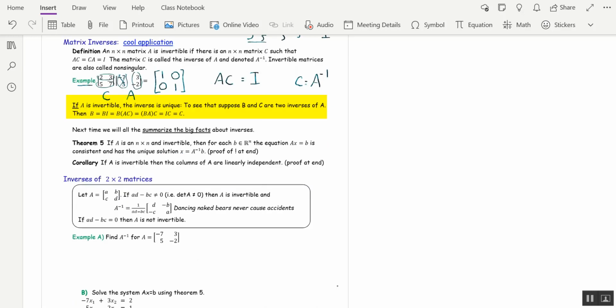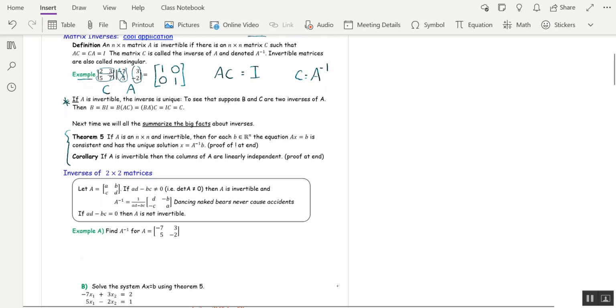If a matrix is invertible, then the inverse is unique. And you can read through that simple proof right here. 2 more big results are right here, and I'll let you read those. We'll talk about Theorem 5 in a minute, but don't worry too much about all the facts we're going to learn today, because we're going to summarize those in the next section in a big proof called the invertible matrix theorem.